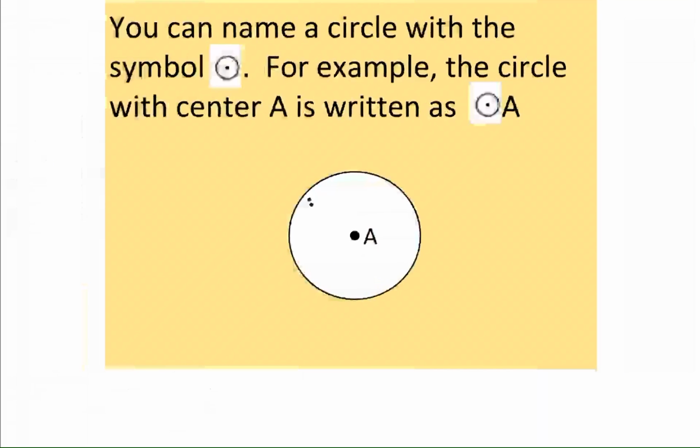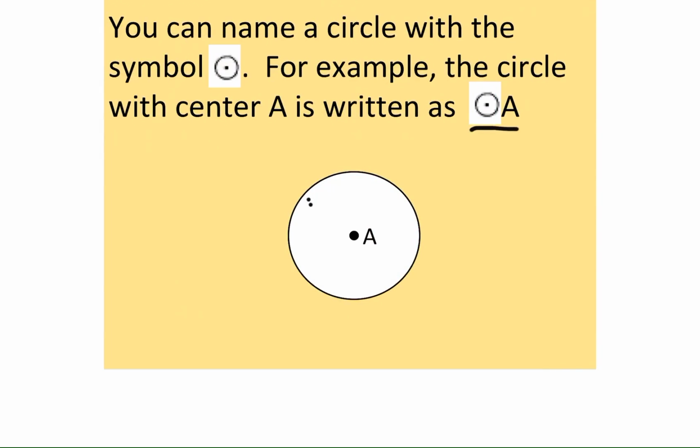The next few problems deal with circles. You can name a circle with this symbol. It looks like a circle with a dot inside. So for example, this circle here with center A would be written like this, the symbol for circle and a capital A. And you would say it as circle A.